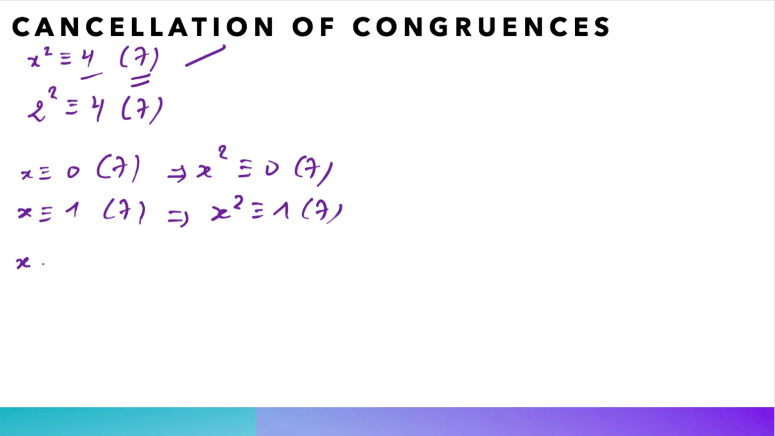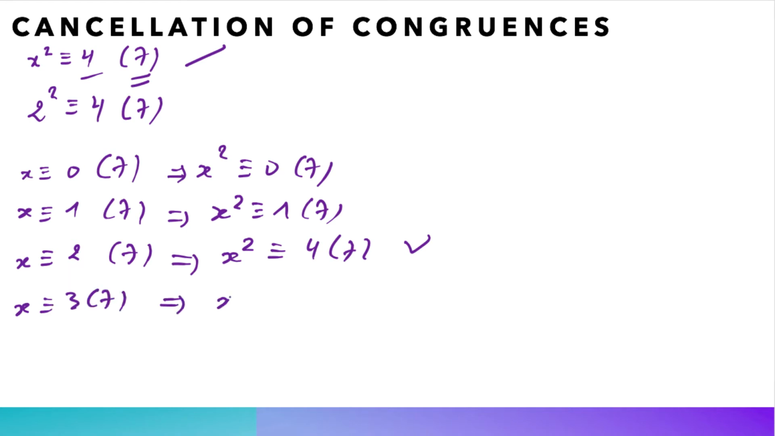Now if x is congruent to 2 modulo 7, we've seen together that x squared will be congruent to 2 squared, which is 4 modulo 7, and this is the first solution. And now if x is congruent to 3 modulo 7, one gets that x squared is congruent to 9 modulo 7, which is the same thing as 2 modulo 7, and this is different from 4 modulo 7. So 3 is not a solution.